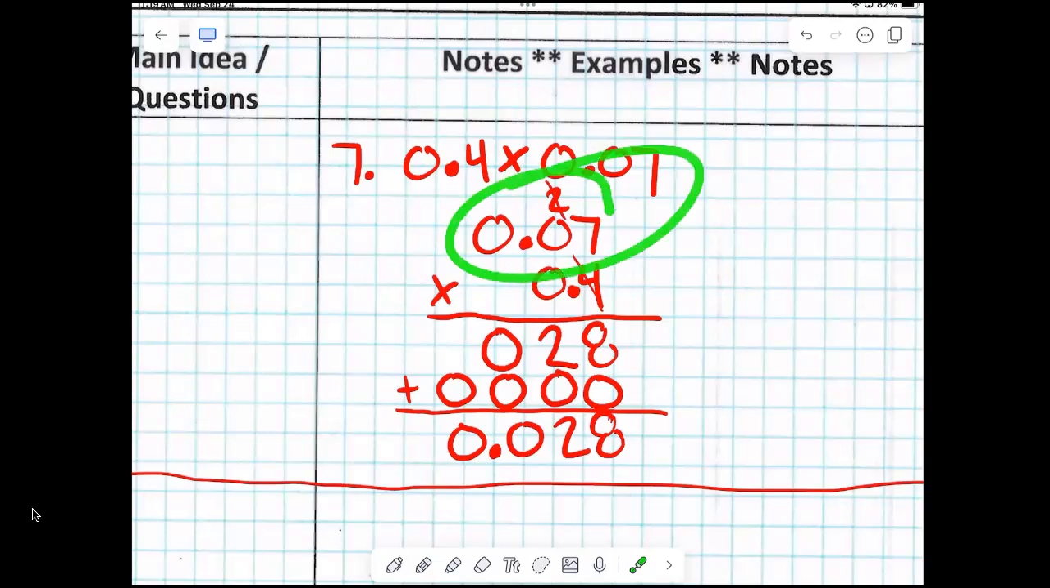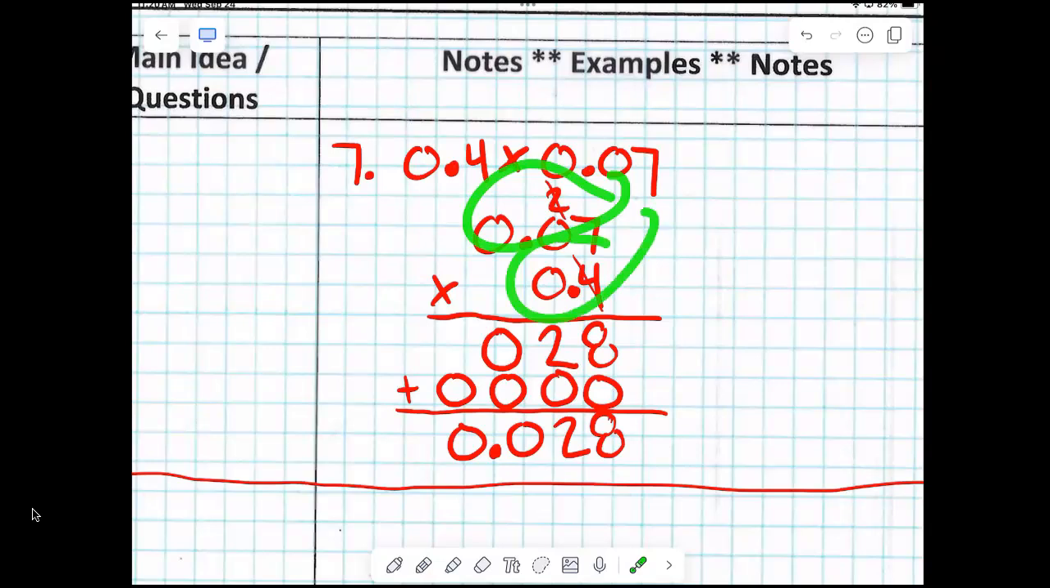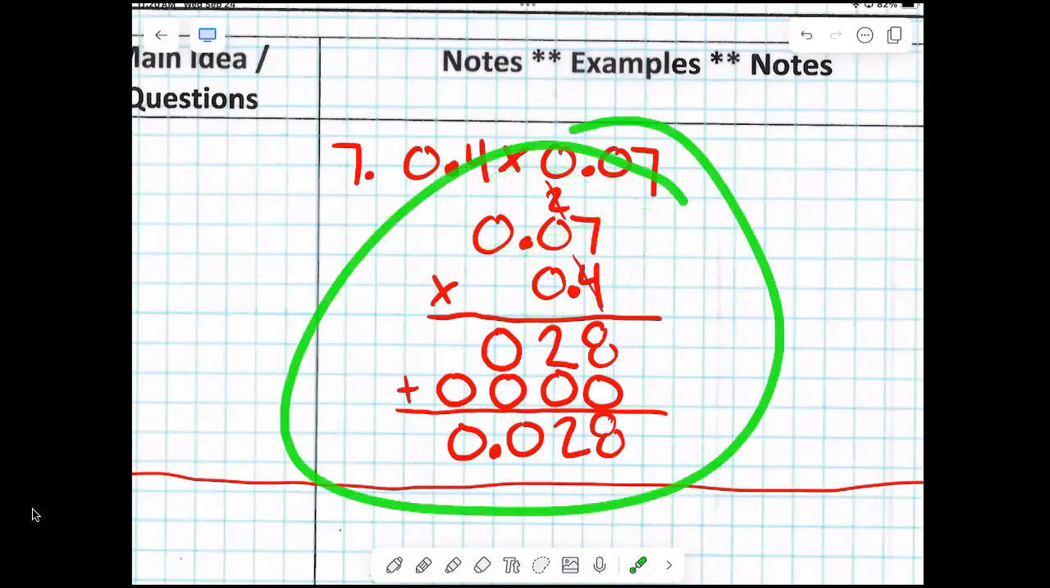So this has more digits. Even though it's a smaller number, it has more digits, right? Yes. 7/100ths is actually smaller than 4/10ths. So I put more digits on top, less digits on the bottom, right? Yes. I go ahead and I multiplied everything out.